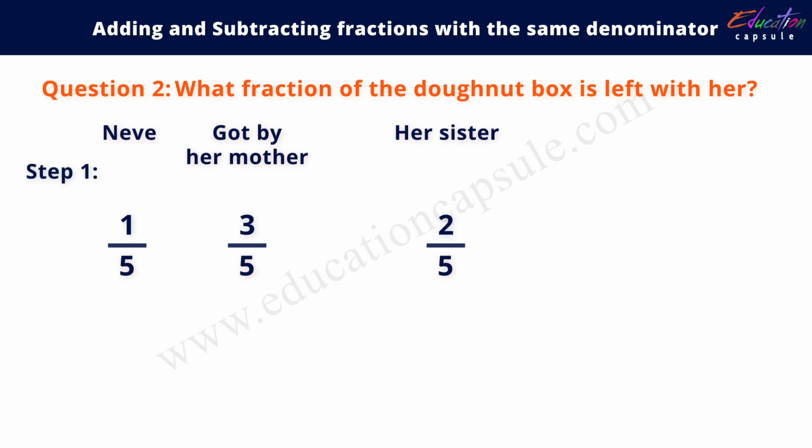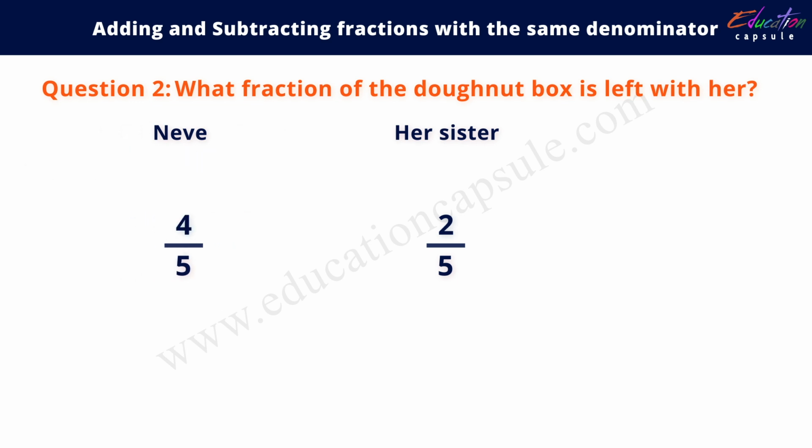Step 1. We'll first find the total fraction of donut box with Neve. So for that we need to add 1/5 and 3/5 to get the answer as 4/5. Step 2. We'll subtract the fraction given to her sister. Therefore, we need to subtract 2/5 from 4/5. That would give us the answer as 2/5.